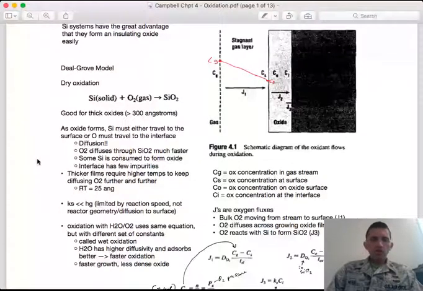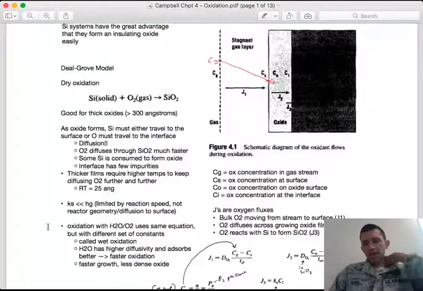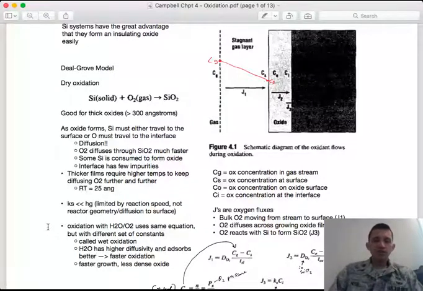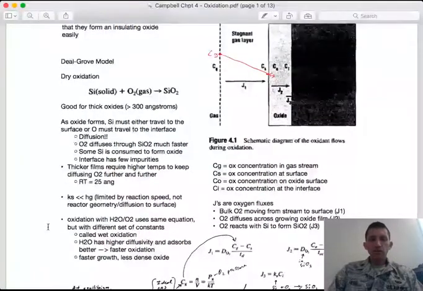I mentioned there's dry and wet oxidation. We're going to use the same model for both. When we have wet oxidation, the difference is that we have water mixed in here as well. And the difference here is that we will have different diffusivities, different reaction rates, and the form for the Deal-Grove model that we look at later will just have a different set of constants for wet and dry oxidation.